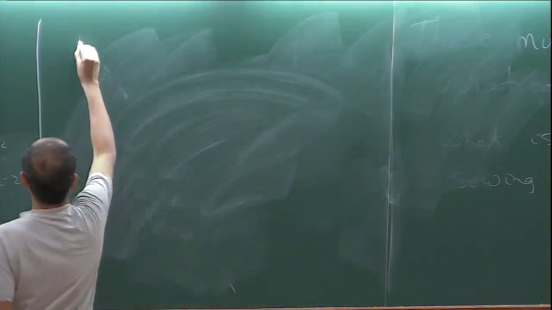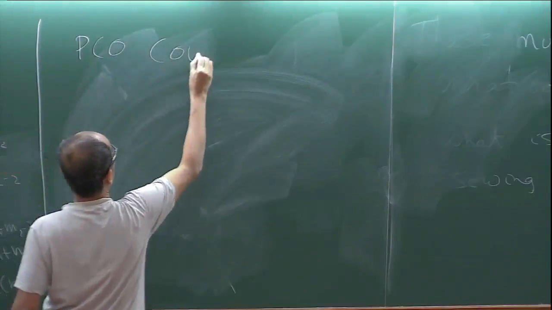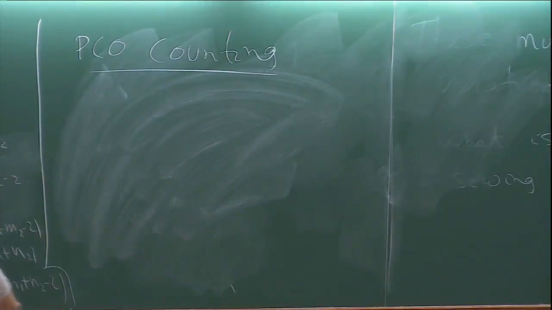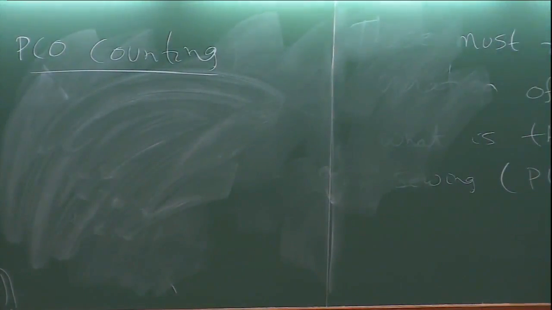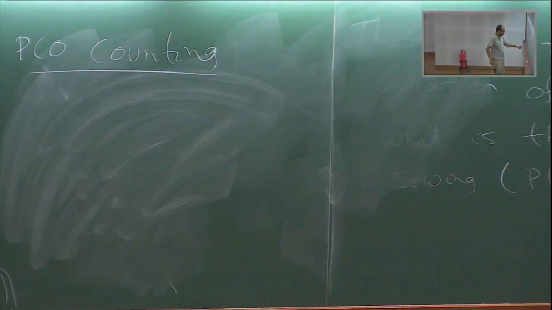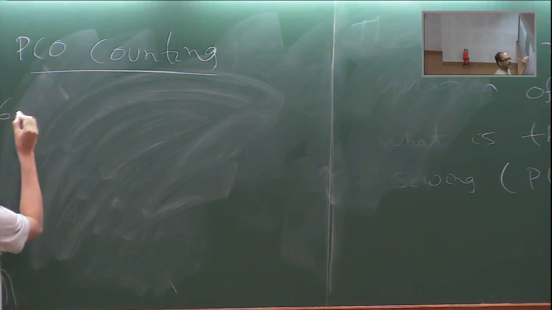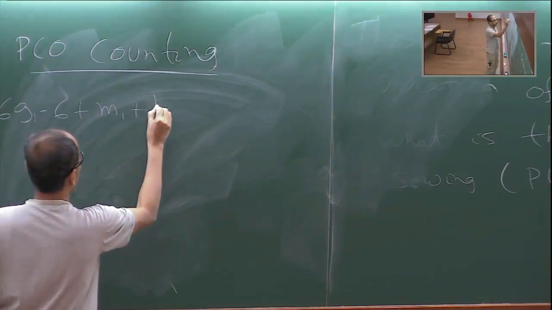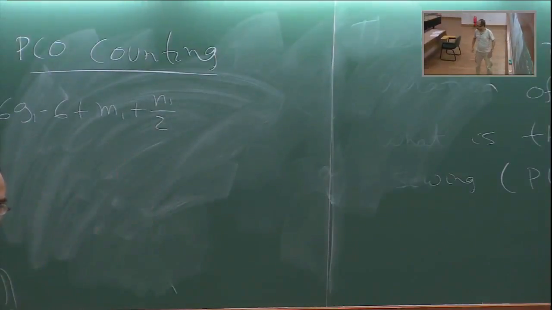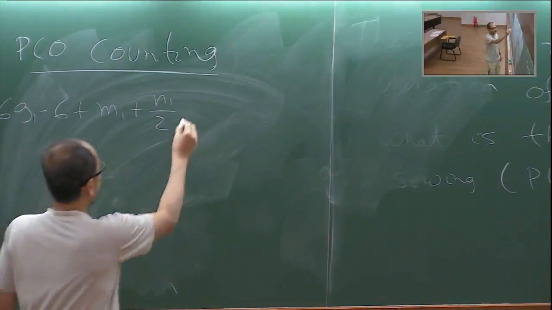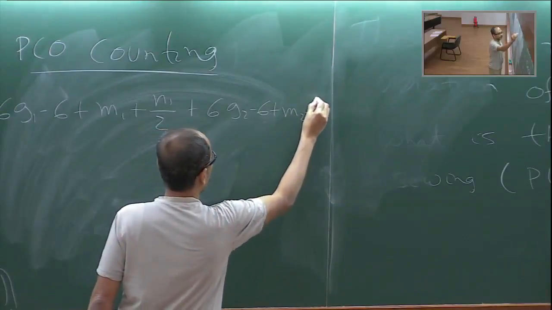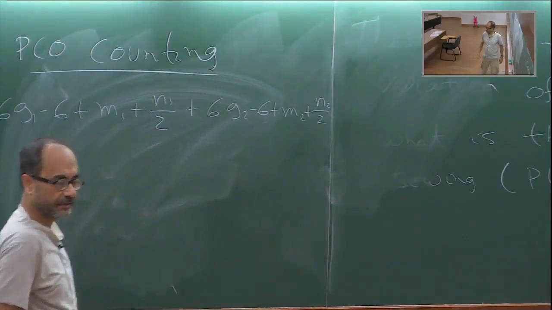Okay, so let's look at the picture changing operator counting. How many were there on this side? You have to do this counting separately for NS and R. Again, on the left hand side there is no confusion. 6G1 minus 6 plus M1 plus N1 by 2. This is the total number of picture changing operators that you had on the left. Then we have 6G2 minus 6 plus M2 plus N2 by 2. This is on the right.